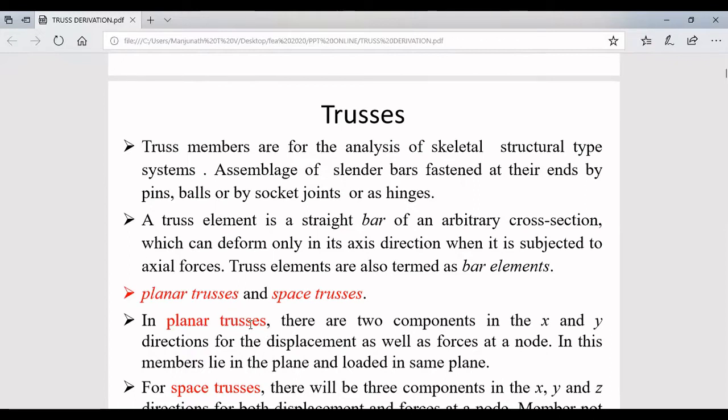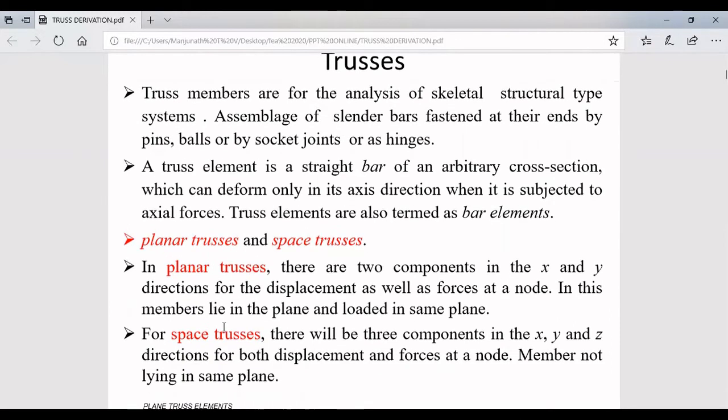In planar trusses only. When we consider space trusses, there will be three components, that is, in the x, y, z directions. So it has three directions. In three directions there will be nodal displacements and forces at each node, so this is a case of three-dimensional problems.